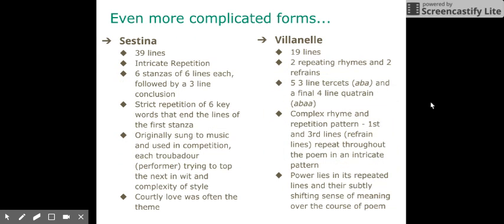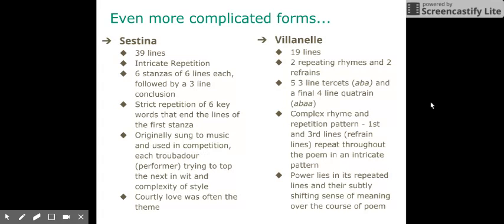So, a couple more complicated forms are the sestina and the villanelle. Not nearly as popular as the sonnet, but there are some, which I'll show you, that are very popular, the villanelle especially. The sestina is a 39-line poem, and if you know your word roots, sestina might help you keep in mind the number 6: 6 stanzas of 6 lines each, followed by a 3-line conclusion.